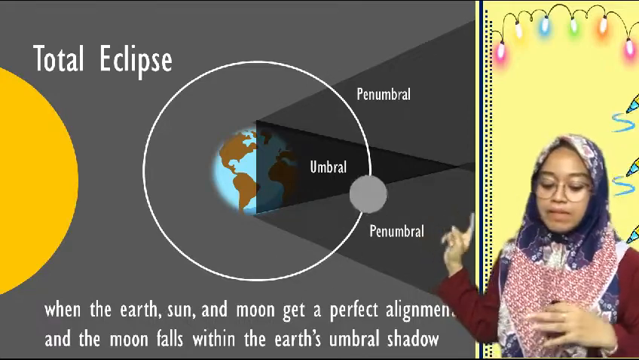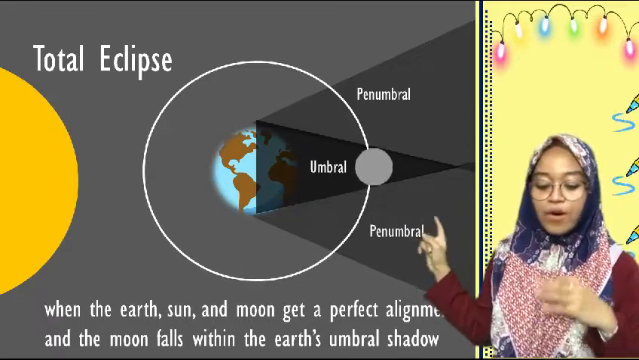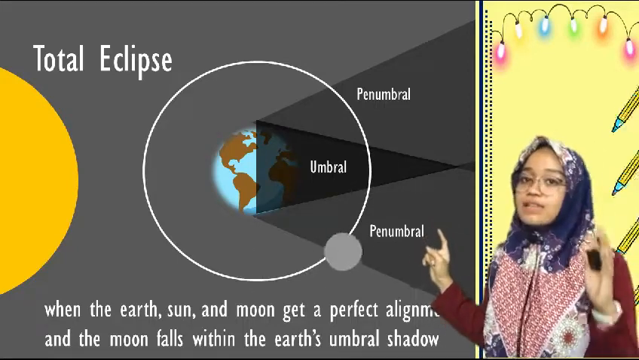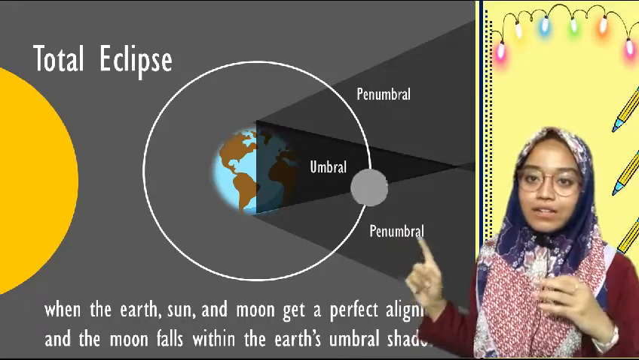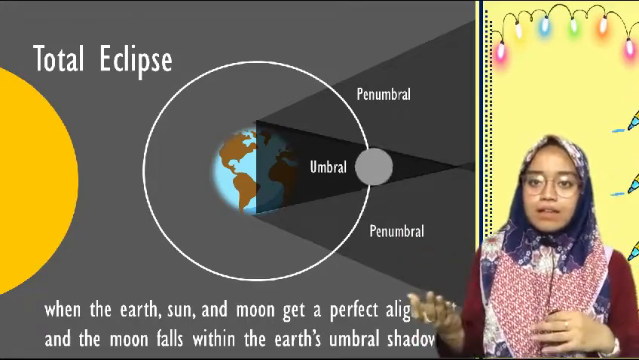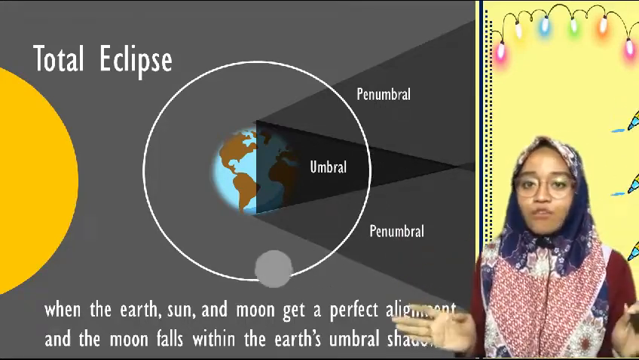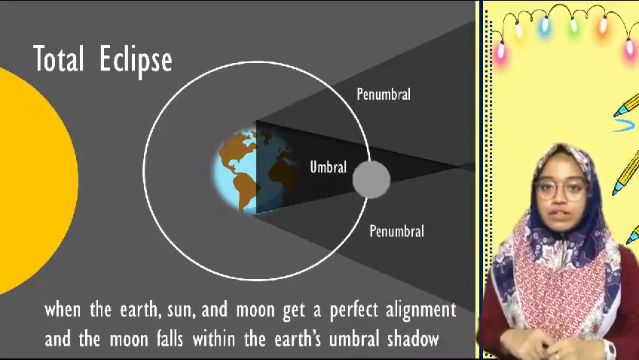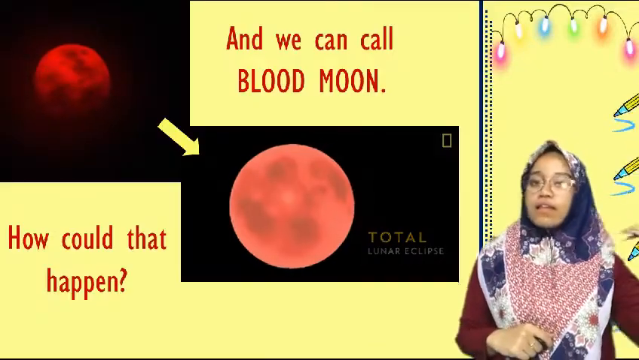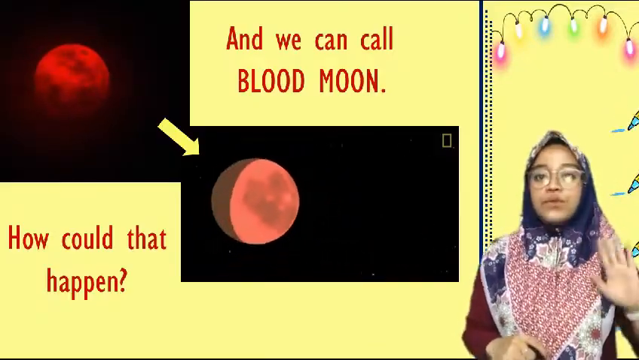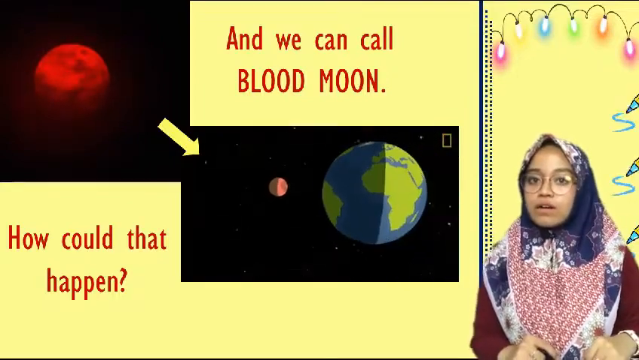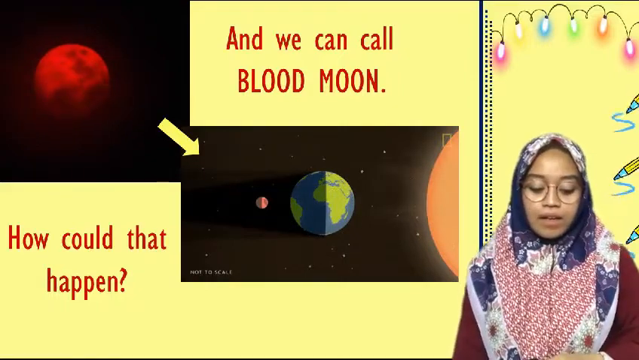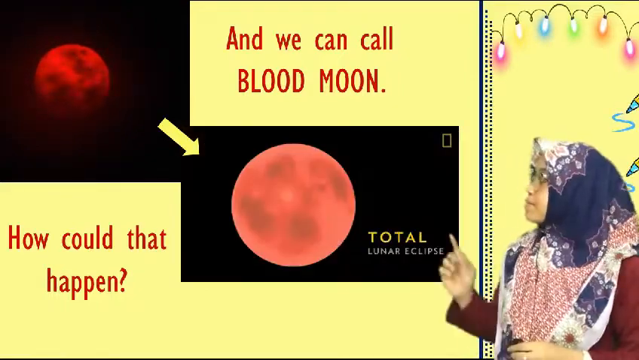This type is the most striking of all the types, because the total eclipse turns the moon sunset red. So we can see the color of the moon change and become red. In this picture, we have a moon that is red, and we can call it a blood moon. How could that happen?